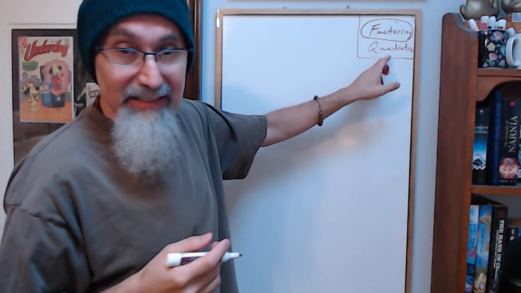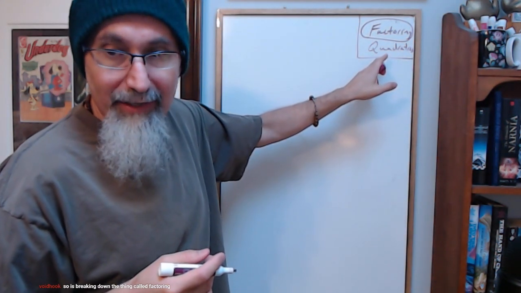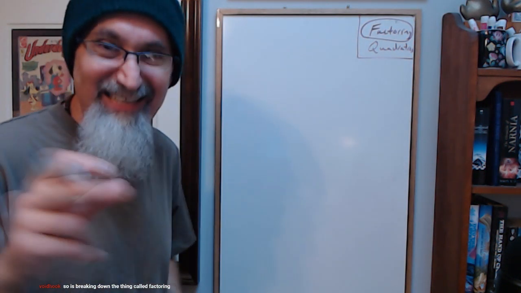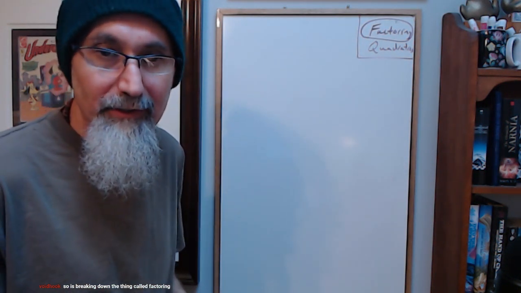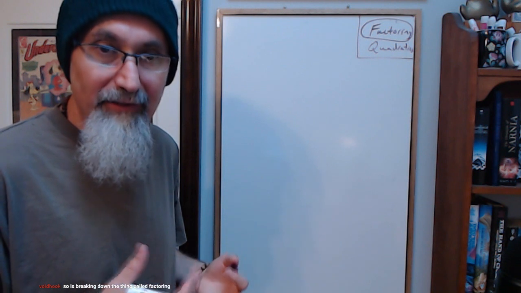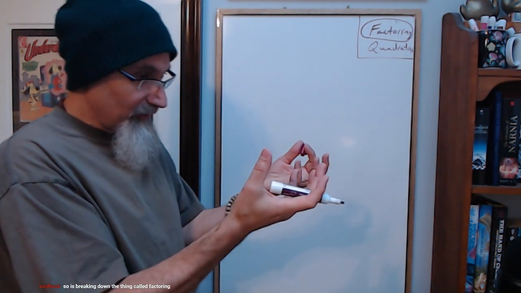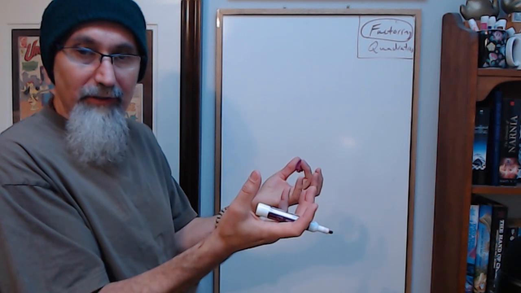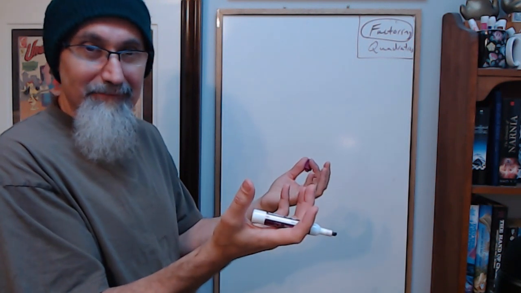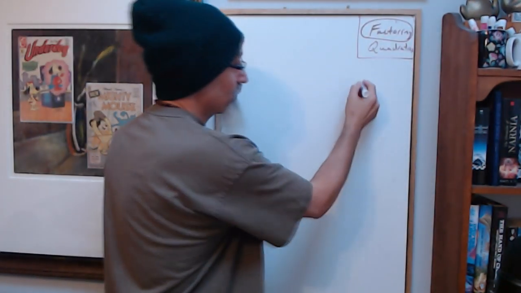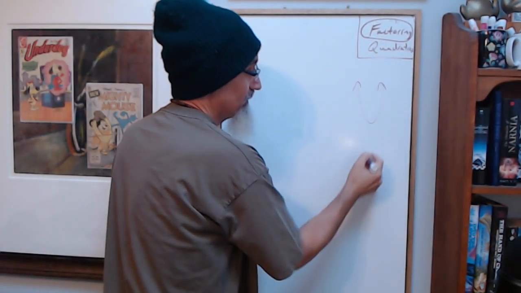Let's start off with one of the easy functions. Let's start off with the quadratic. Breaking down the thing is called factoring. That's exactly what it's called, right? It's breaking it down to see what its core building blocks are. That's it. And a quadratic is just a function that's a parabola that does this.